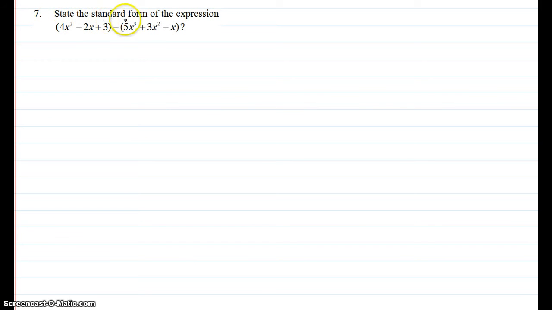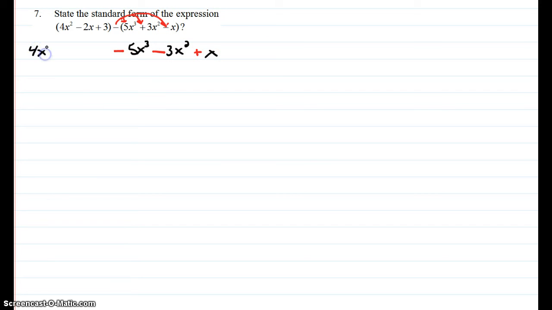All right, number 7, state the standard form of the expression. So here we have this quantity subtracted by this quantity. And so when you have the minus outside the second parentheses, you can just distribute the negative to all the terms, and basically it's just going to change all the signs in here. So this is going to become minus, minus, and then the plus. So it would be minus 5x cubed minus 3x squared, and then plus x.